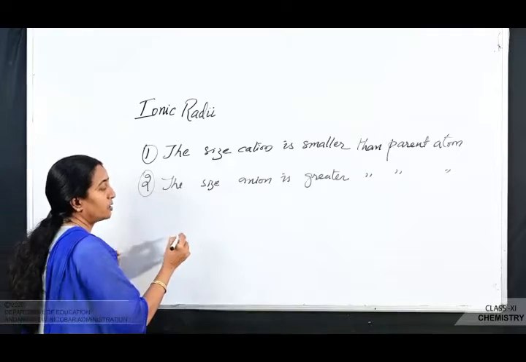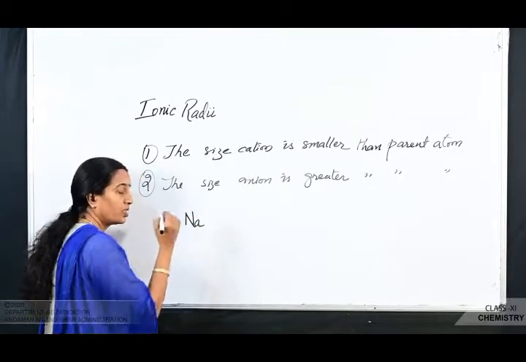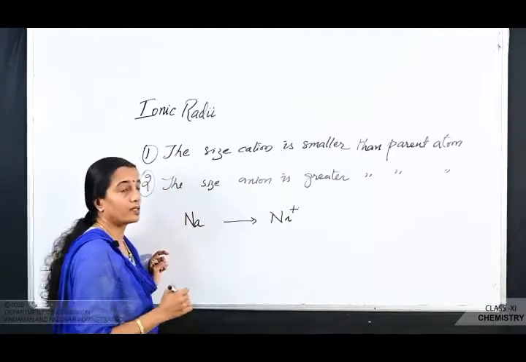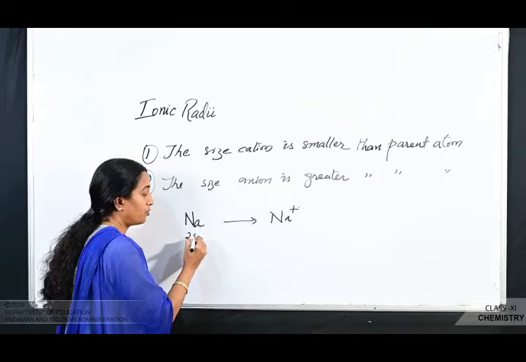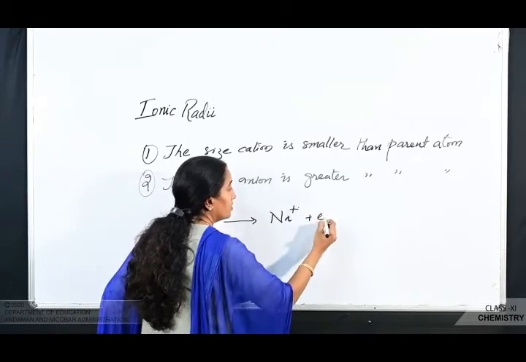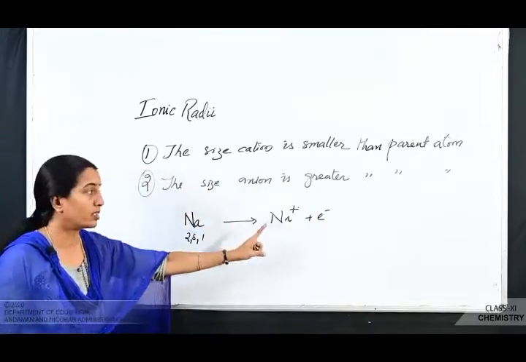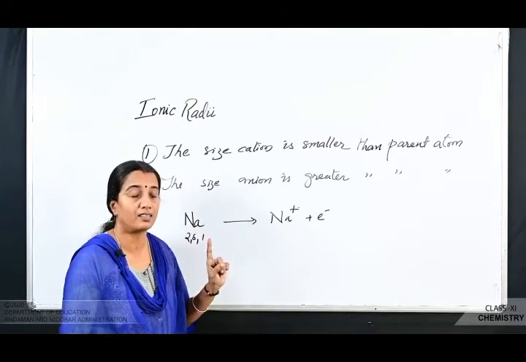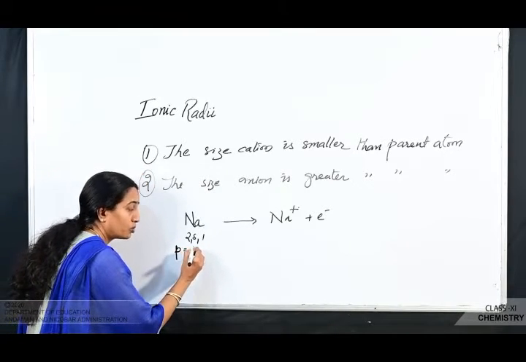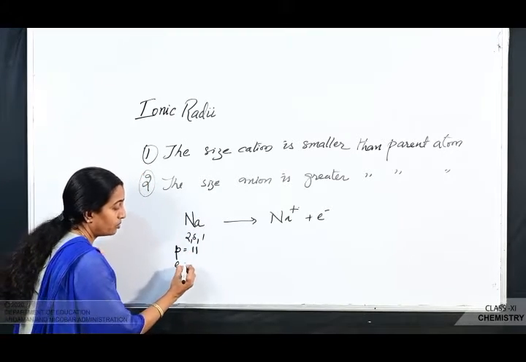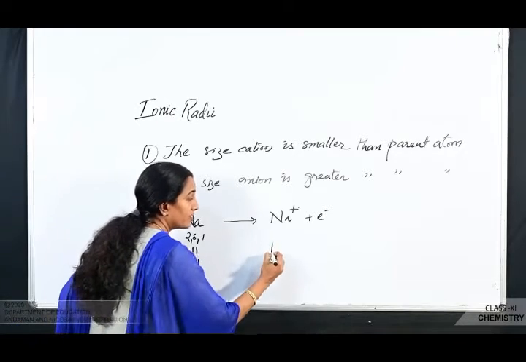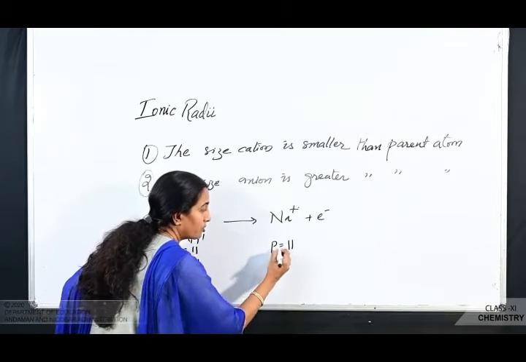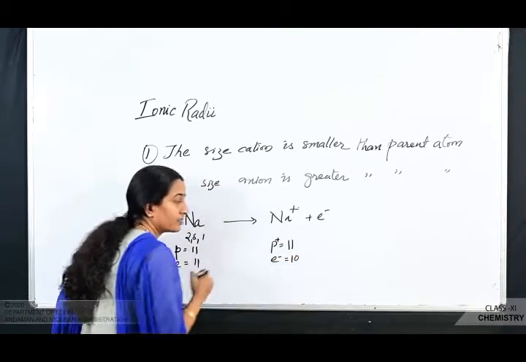We know how the cation is formed. For example, we'll take the case of sodium. Sodium changes to sodium ion. Okay, this is the cation. How? By losing one electron. Okay, 2, 8, 1, it loses one electron and changes into this. That means the cation is formed by the loss of electron. Here the number of electrons is decreased. What was the proton number here? The proton number was 11, and electrons also 11. But in this case, the proton is 11. That means the atomic number is not going to change, but the electrons decrease.